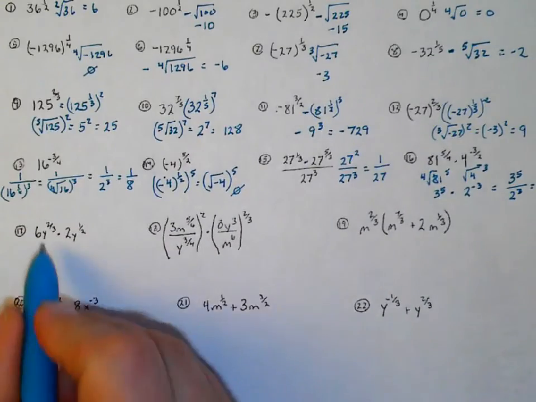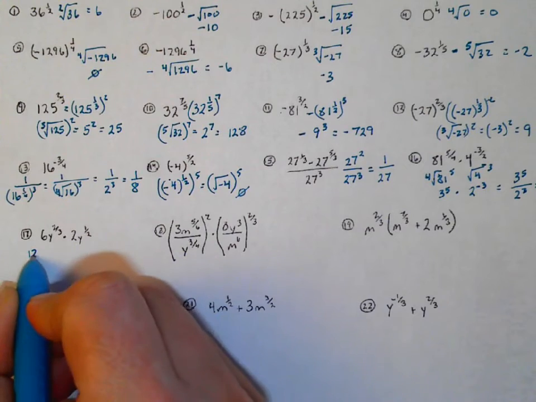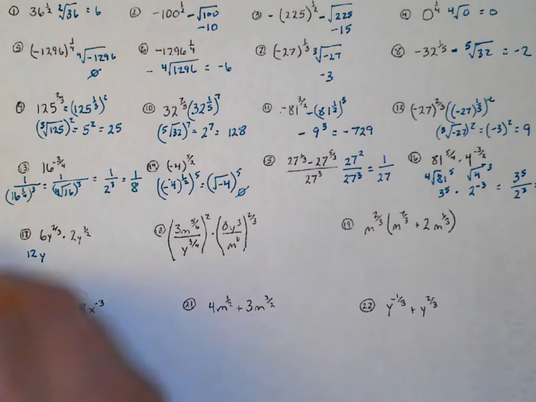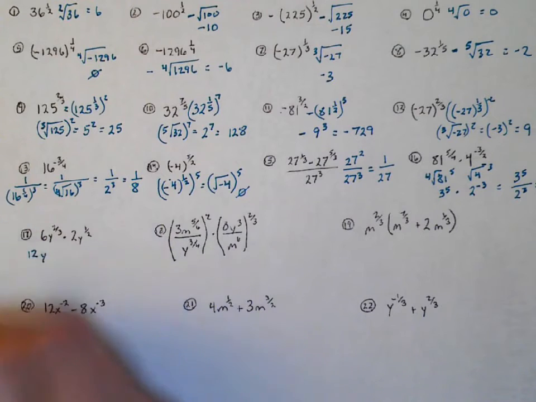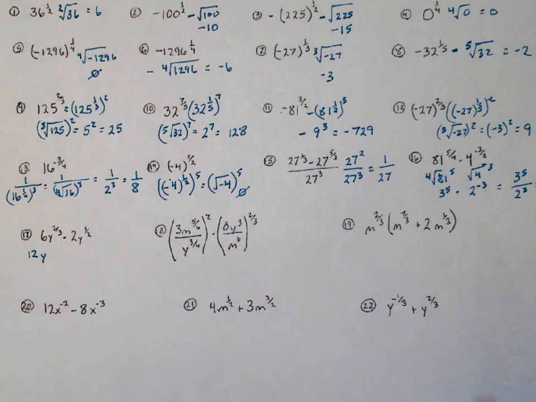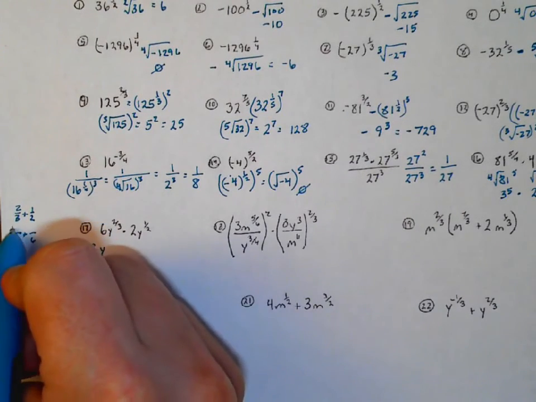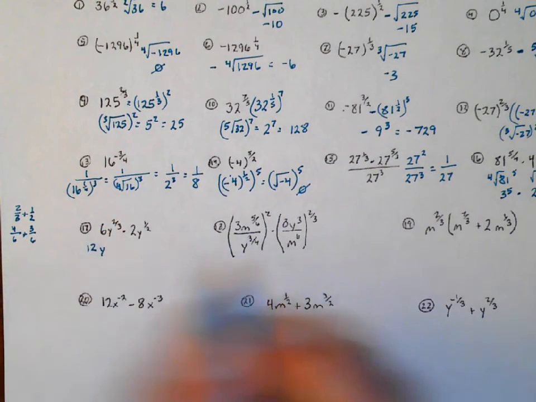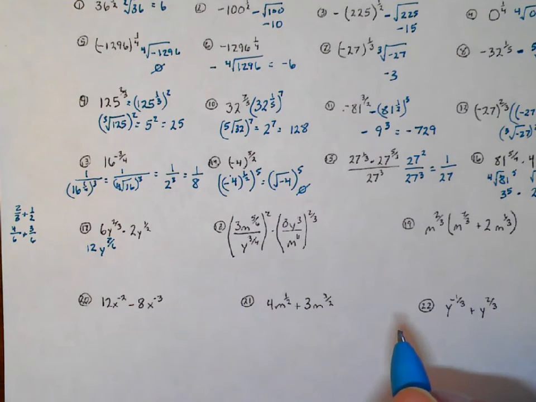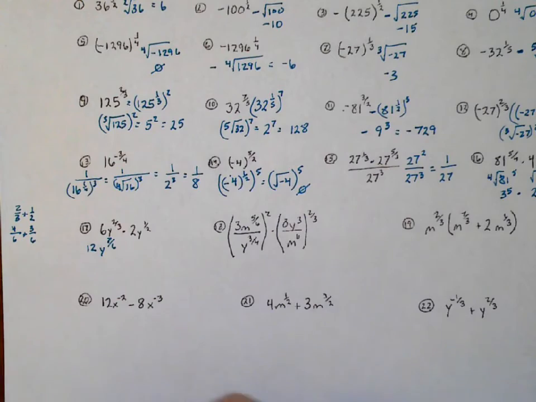Okay, so if we multiply, 6 times 2 is 12, and when we multiply we have to add exponents. So 2/3 plus 1/2. Remember, when you add you have to have common denominators, right? So a common denominator would be 6, that would be 4/6, that would be 3/6, for a total of 7/6. And there's nothing else we can do there, so we leave it like that.